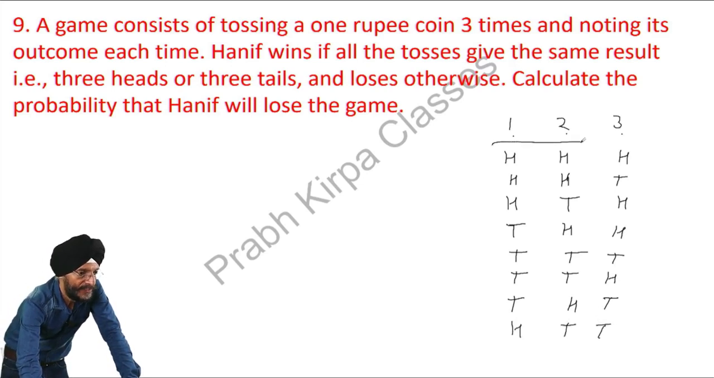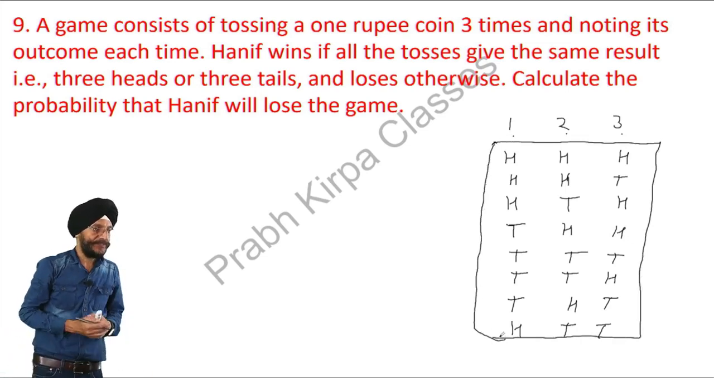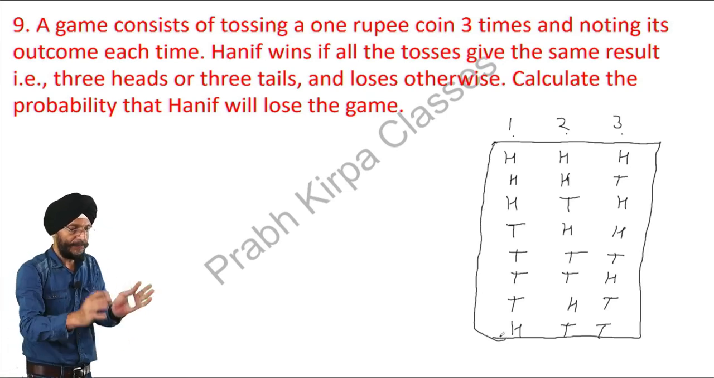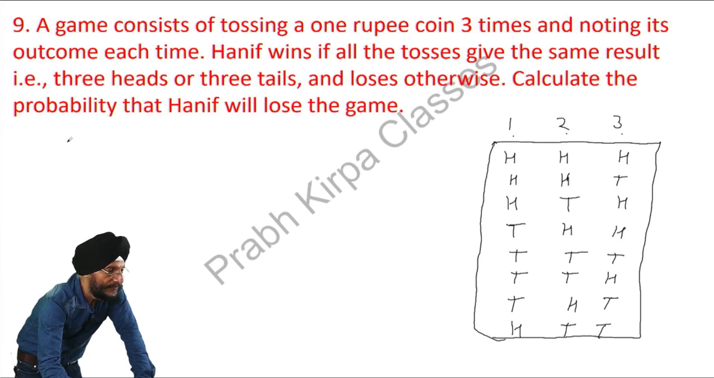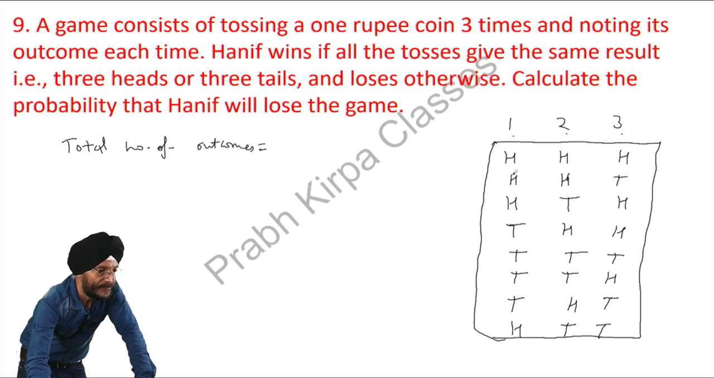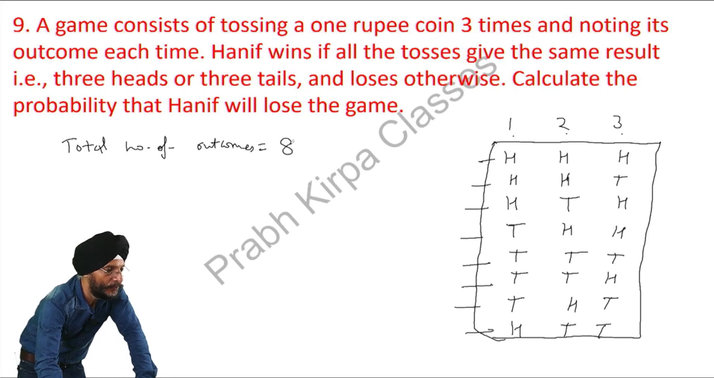So these are the possible outcomes when a 1 rupee coin is tossed 3 times. So here, what are the total number of outcomes? Let us count the same. 1, 2, 3, 4, 5, 6, 7, 8. These are the 8 possible outcomes.